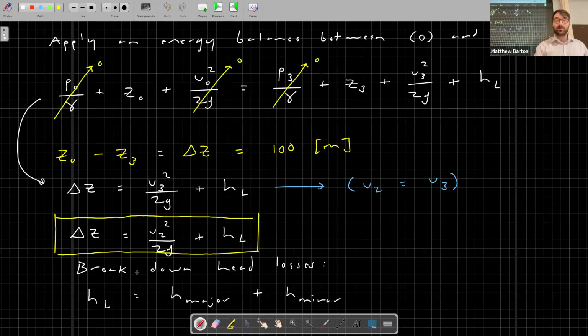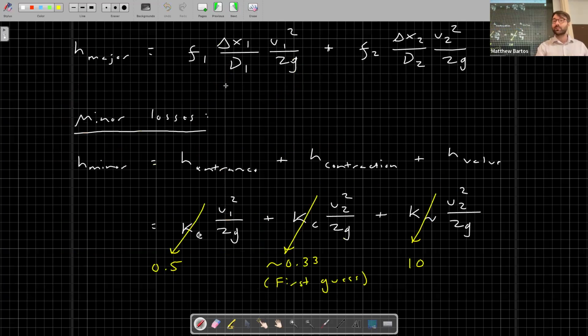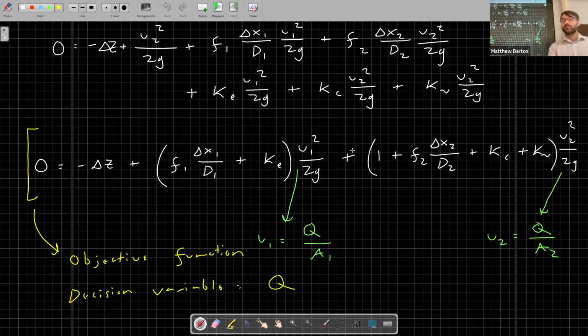Okay, so we went through and computed the major losses. There were major losses in each pipe section, so we have a term for the first pipe section and a term for the second pipe section. And then we computed the minor losses. We found that we had three different sources of minor losses: the entrance losses, the contraction losses, and the valve losses. We were able to specify loss coefficients for each of those. And then we substituted all of those losses into our energy equation.